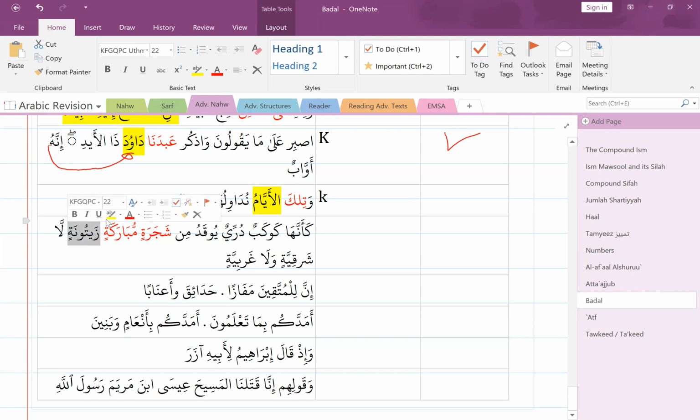So basically, the idea is يوقد من زيتونة. Zaytun is olives, pressed from olives. So he's talking about the shajara. Which kind of tree is he talking about? An olive tree. So shajaratin mubarakatin, a blessed tree, zaytunatin, an olive tree. That's the kind of tree that we're talking about here. So it gives more information about the shajara. So of course, it's going to be a badal al-kul. Or, as we said, if it's badal al-kul, most likely it's also ataf bayan.